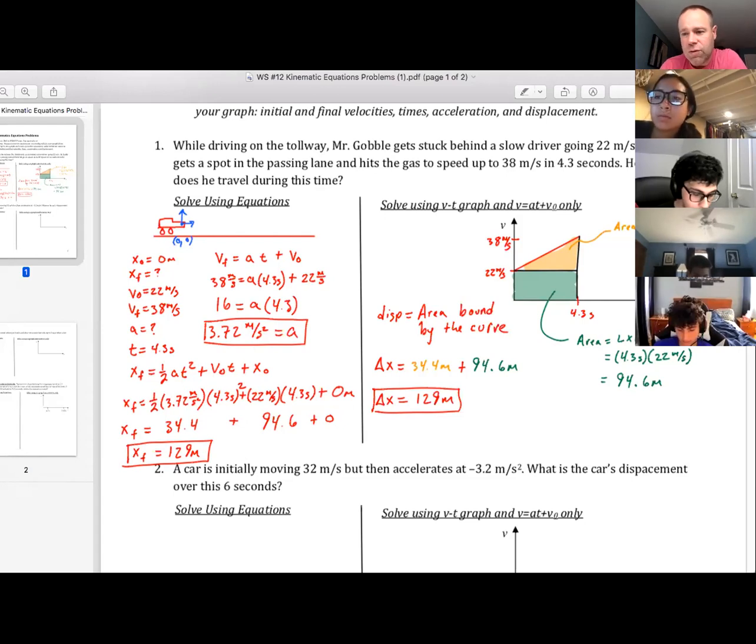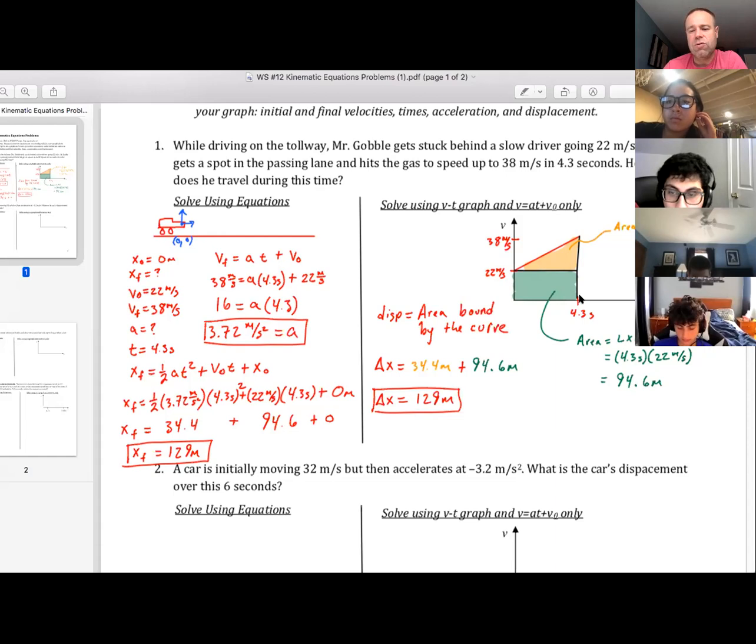But we also know that we're able to solve problems using graphs. So over here, we make a little graph. We know he's going 22 meters per second, and he ends going 38 meters per second. So this red line is the graph over here. We know that on a velocity-time graph, the area of the graph is your displacement. So if we just find the area of this graph, we'll find his displacement.